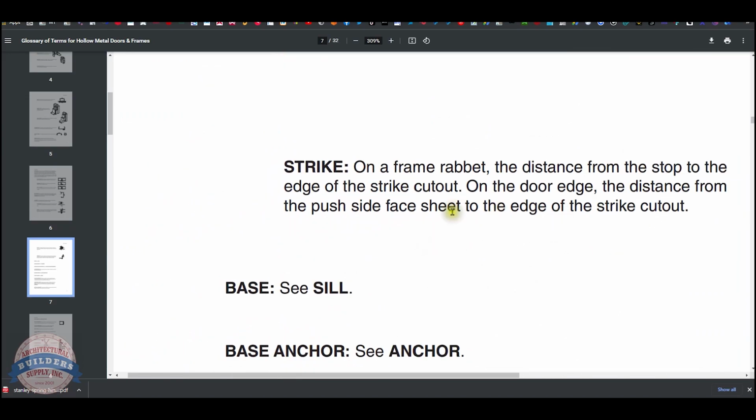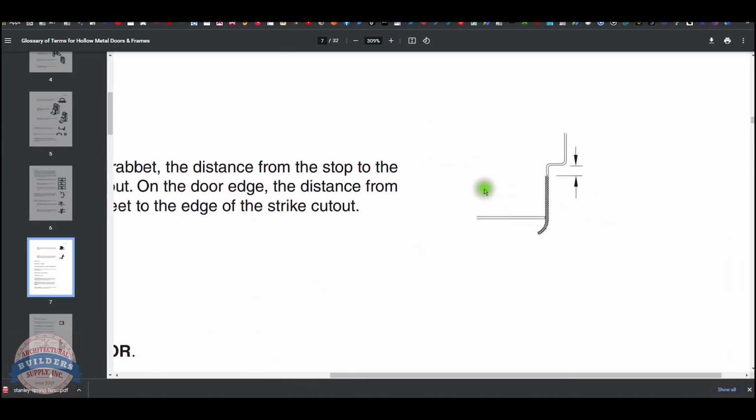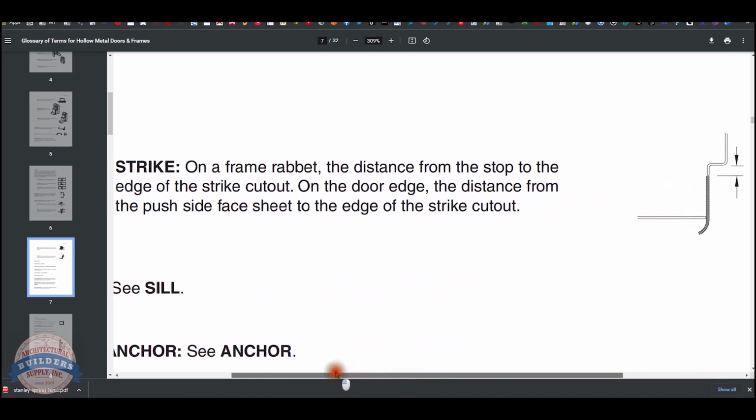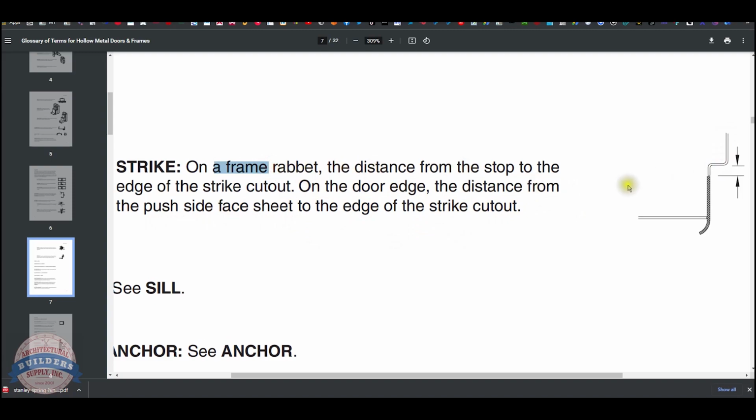Yeah, sure, that's important to know. I don't run into needing to know the strike backset very often. Strike. On a frame rabbet, the distance from the stop to the edge of the strike cutout, I would call that the stop face myself, and this is the soffit. On the door edge, the distance from the push side face sheet to the edge of the strike cutout. So that's clearly this.